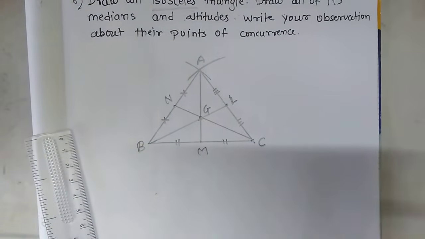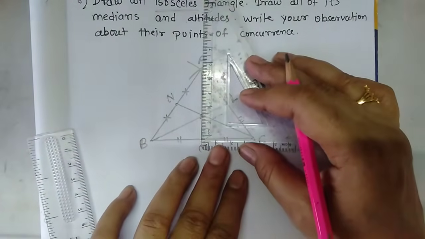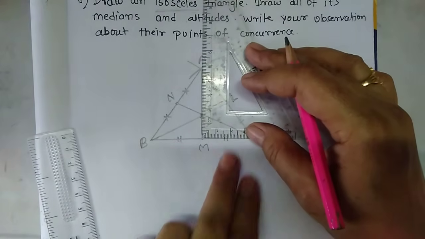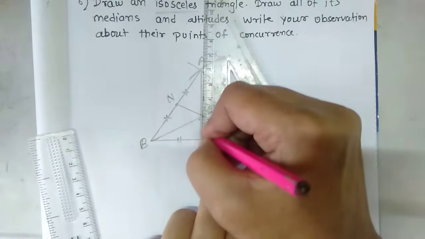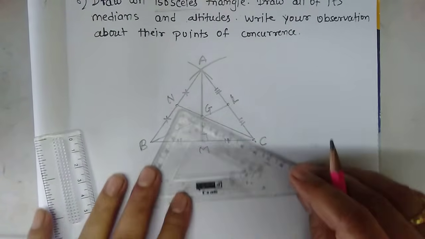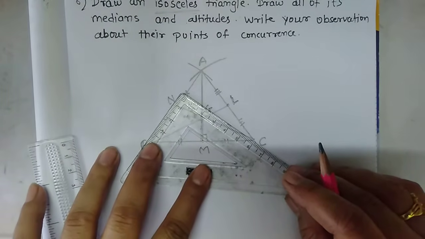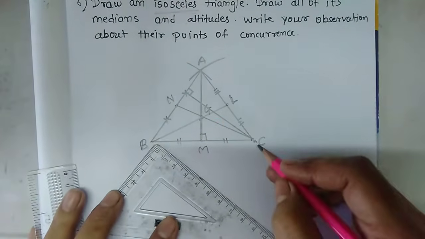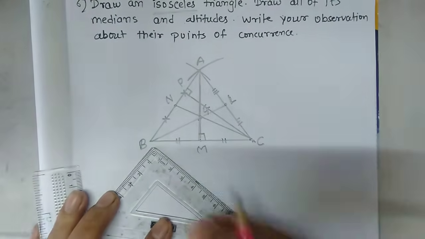Now draw the altitudes. Draw the altitude from A. Yes, it is at M. So here median and altitude are the same. Now draw the altitude from C. Yes, this is the altitude drawn from C on the side AB. Give the label here P.